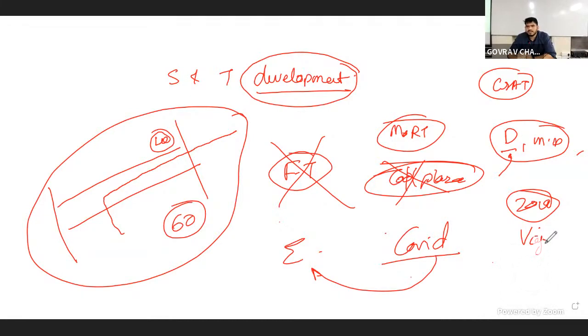There was a famous theory given by Darwin. What did he say? The fittest would survive. If you're not fit, you will never survive. These are the things that you should keep in your mind. So this would be an overview.